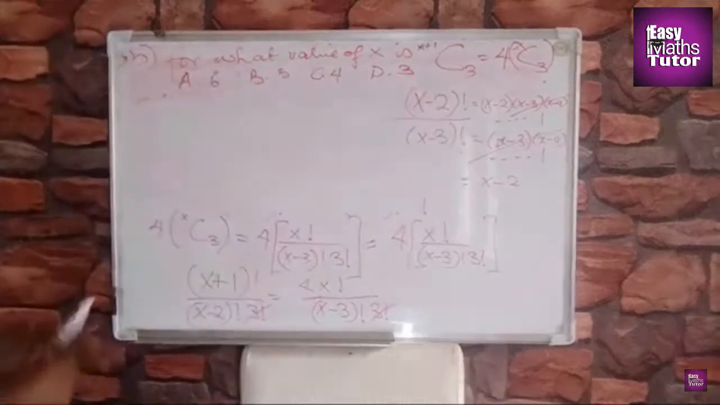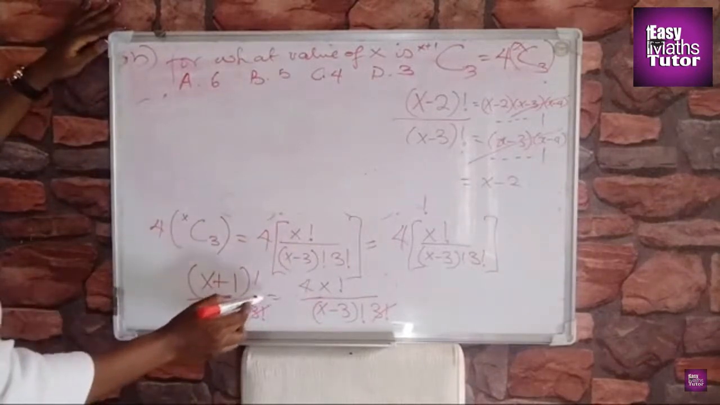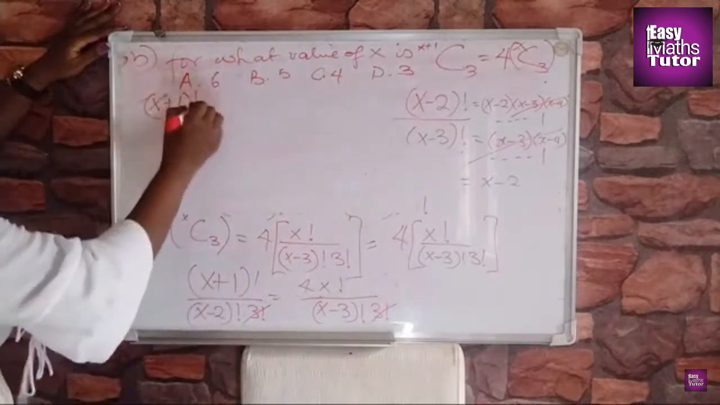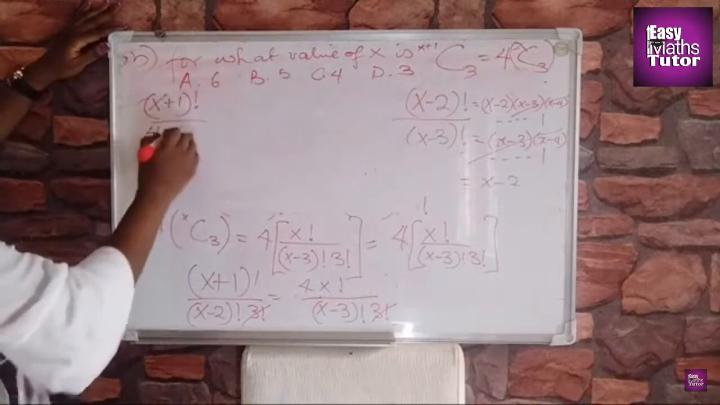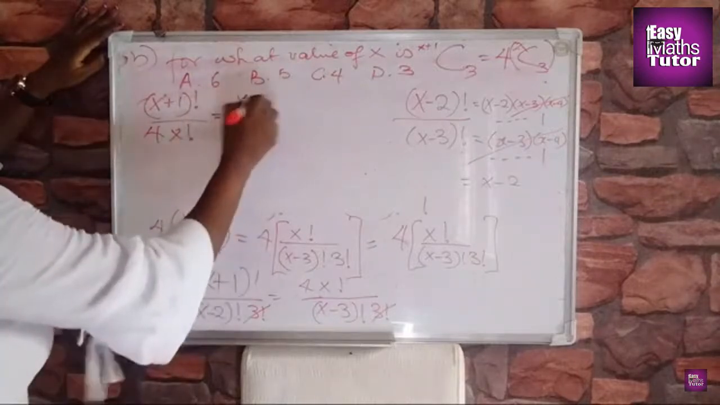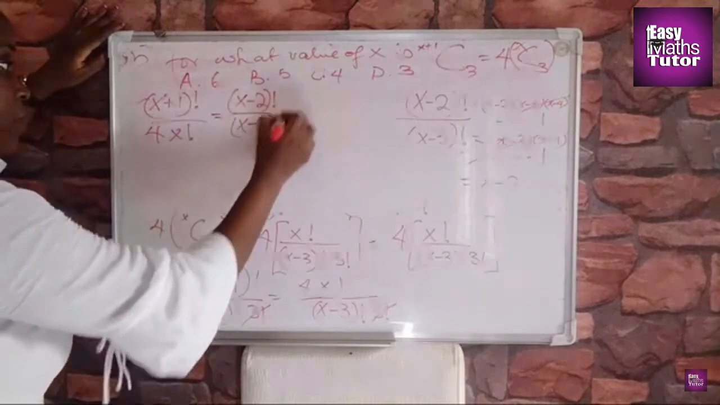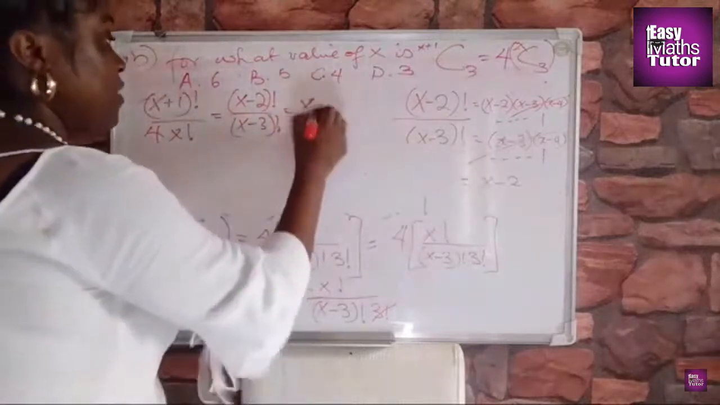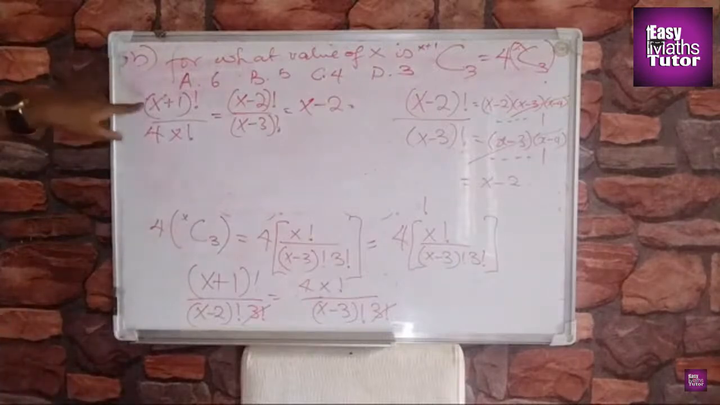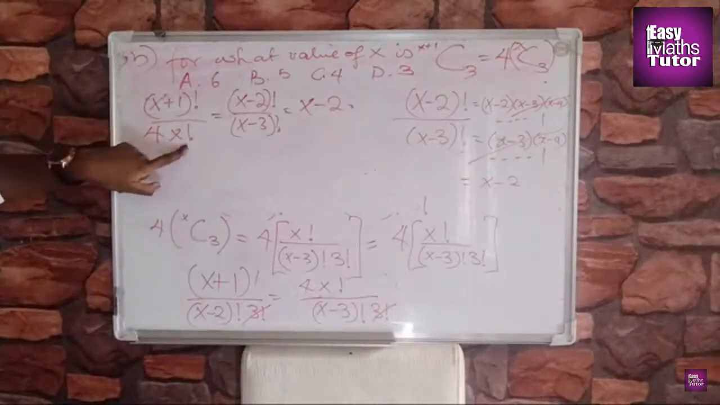Okay. So let's move this up, right? And move this down. We're cross multiplying this function. So what are we going to have? We're going to have x plus 1 factorial all over 4x factorial, equal to x minus 2 factorial all over x minus 3 factorial. And we've established the answer as what? x minus 2. All right, so let's go about this. x plus 1 factorial all over x factorial.